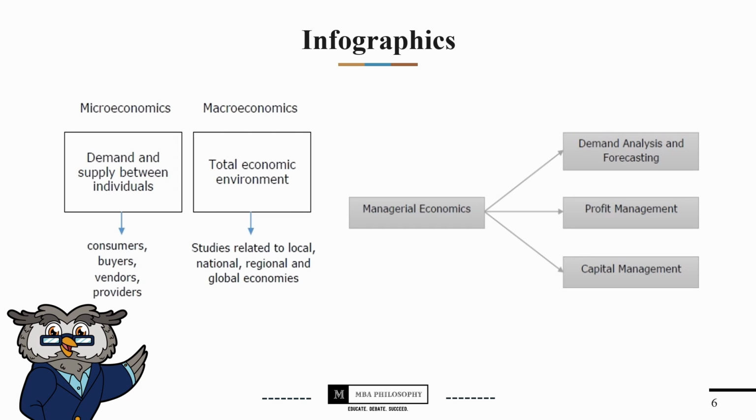Here's that infographic. On the left, you can see microeconomics and macroeconomics broken down and how they differ. And on the right, I put managerial economics and the three places it focuses on, from demand analysis and forecasting to profit management and capital management. I hope this gives you a clearer understanding of the three differences between each economic field that you'll be learning through a business program.